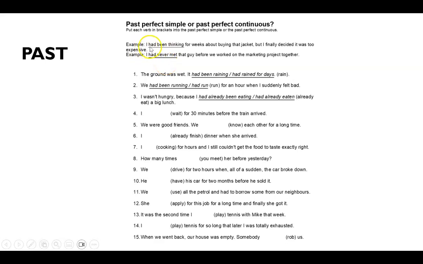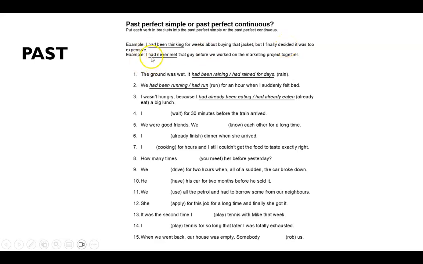Here's an example. I had been thinking for weeks about buying that jacket, but I finally decided it was too expensive. What you notice here is everything is in the past. That's what makes this a past context. Had, decided, right? This is past perfect, and it's always about something that happened before something else in the past.